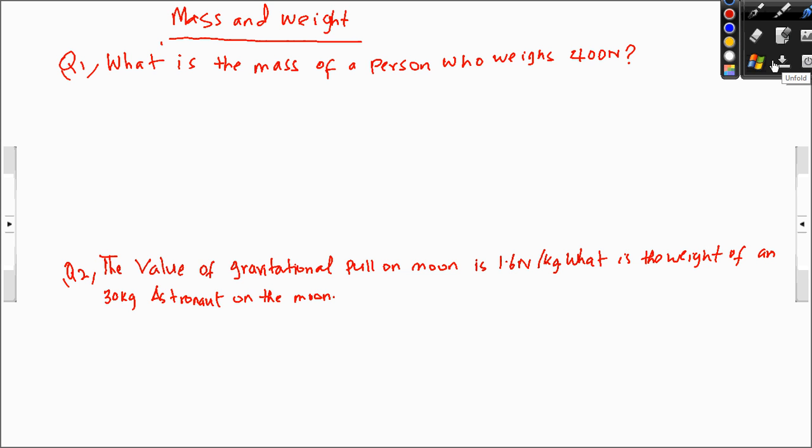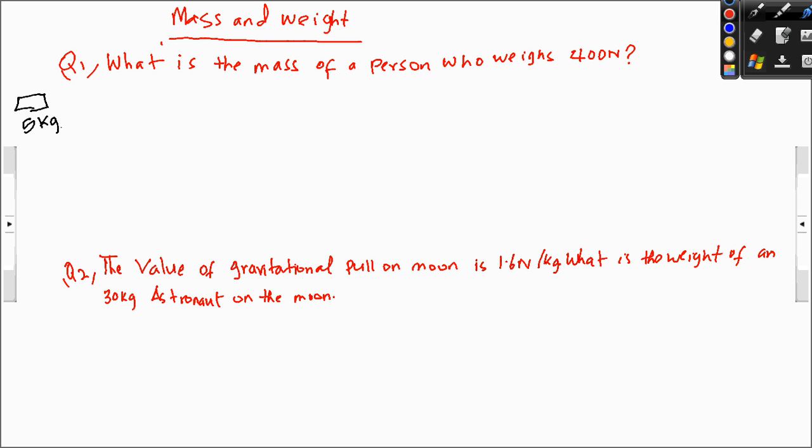And as we told you guys earlier, whenever you're talking about mass, we're talking about the matter contained in an object or in a substance. For example, you have a box here. This box, we would say it has a mass of 5 kilograms.